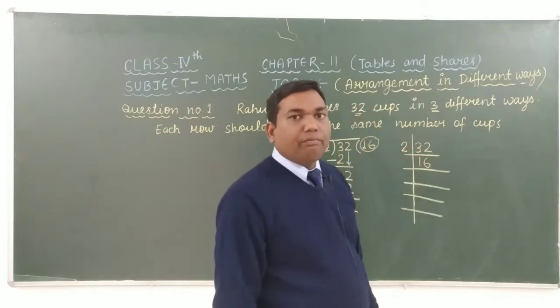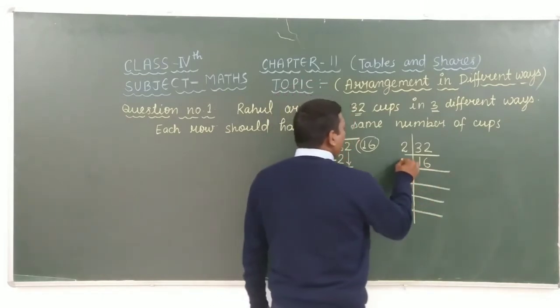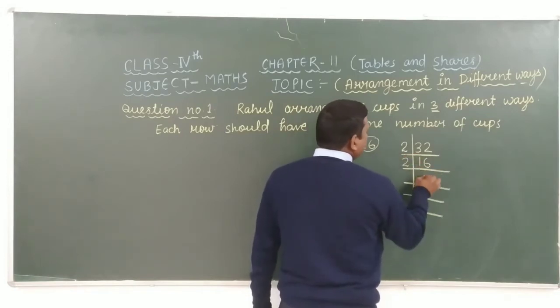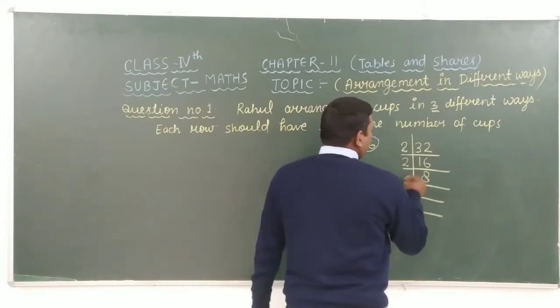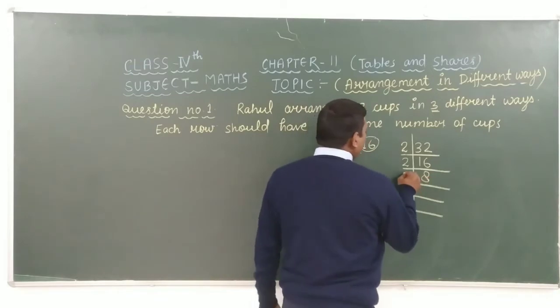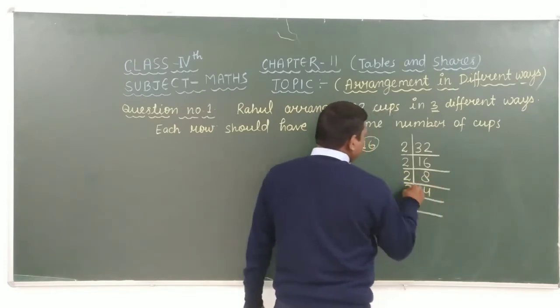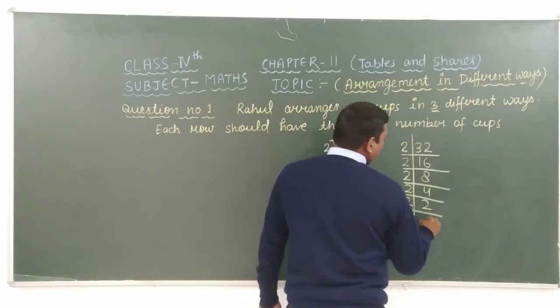Similarly, we know that 16 is divisible by 2, therefore here we take 2. 2 8 is 16. Again, we know that 8 is divisible by 2, therefore here we take 2. 2 4 is 8. Similarly, 2 2 is 4 and 2 1 is 2.